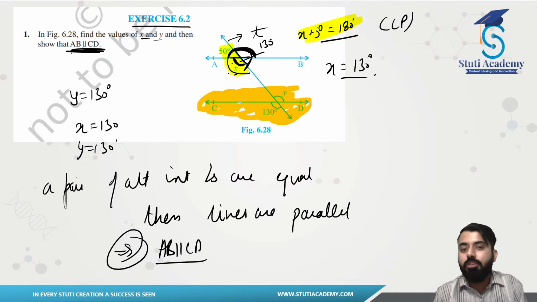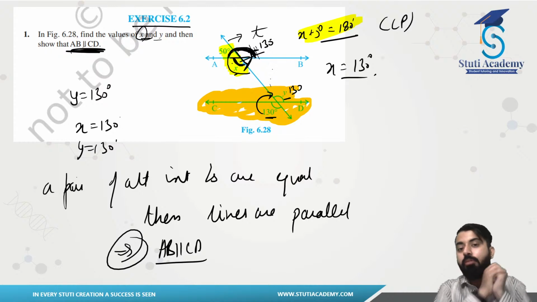The choice is yours. You can take any value as you want. Even if they hadn't asked you to find out the value of x, then you could have just done it with this method also. See, this is 130, vertically opposite, this is 130. Y is same as this angle, pair of corresponding angles are equal. Again, lines are parallel. So you can move forward with any method to prove such scenarios.